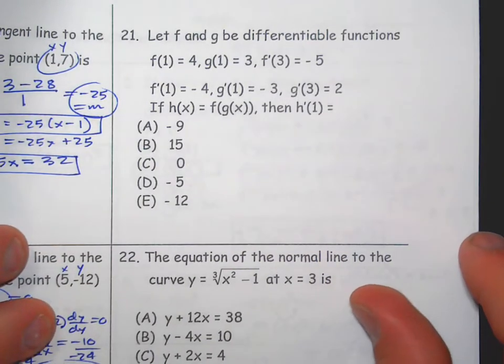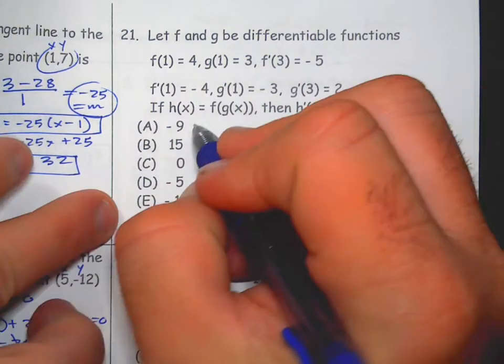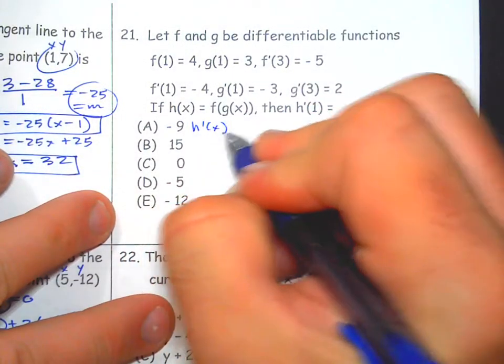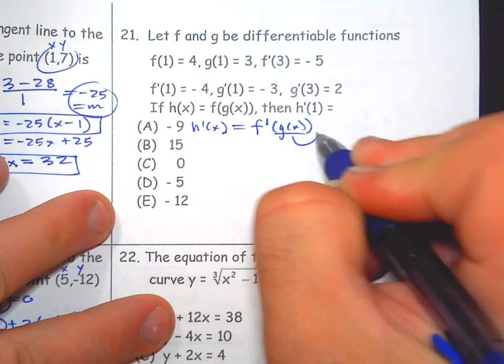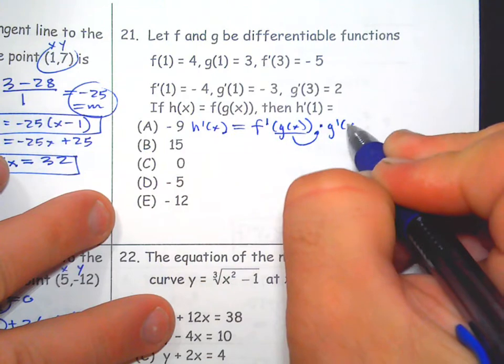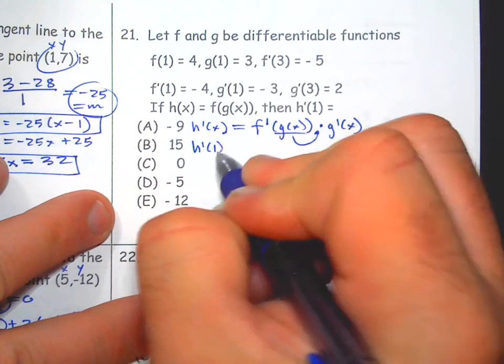21, f and g are different functions. So we had something like this on the homework. So we're going to do h prime first. It's a chain rule. Derivative of the outer function first, leave the inside the same. Chain rule says take the derivative of what's inside. So then we're going to plug 1 into all of this.